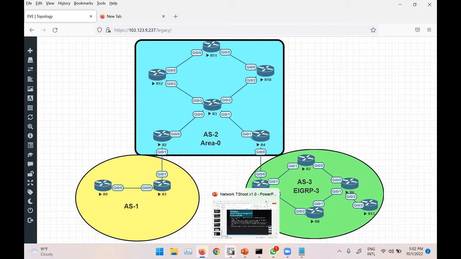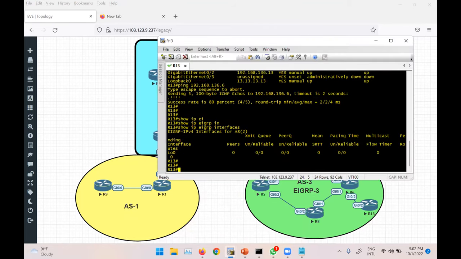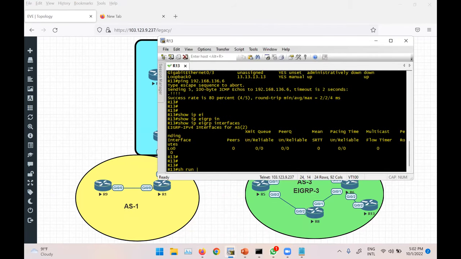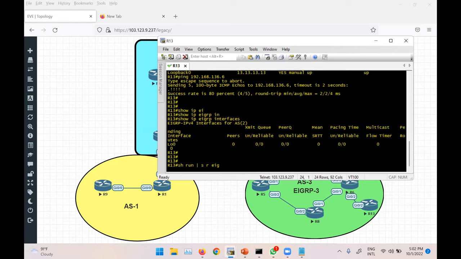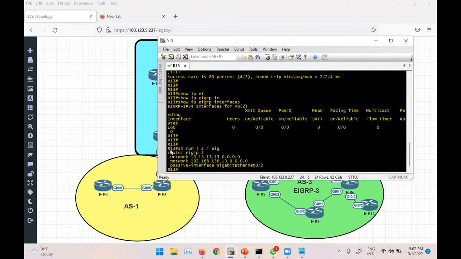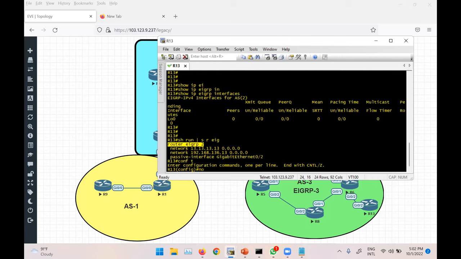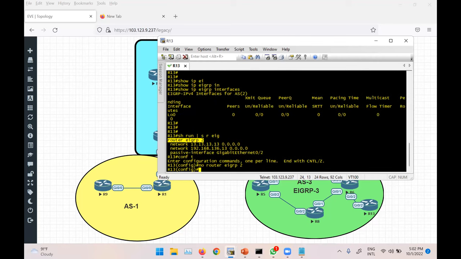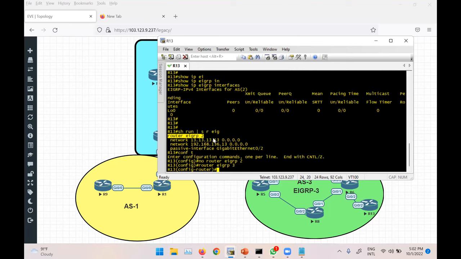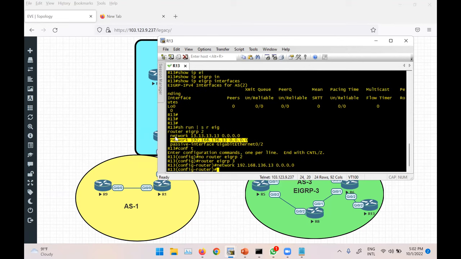On R13, right? So let's check the configuration on R13, show run section router EIGRP. Then you have to first remove the EIGRP process here. No router EIGRP 2. And also you have to configure the EIGRP process, router EIGRP 3. And the network is 192.168.36.6, okay. And also the 30.